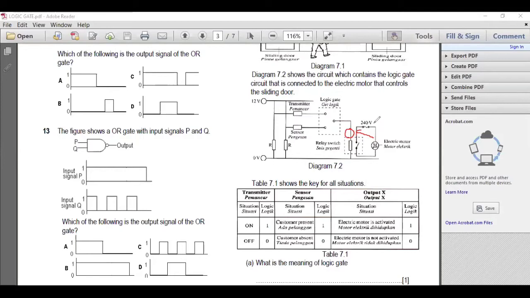You see, the motor uses a higher voltage. This logic gate circuit here can only give you a maximum of 12 volt.